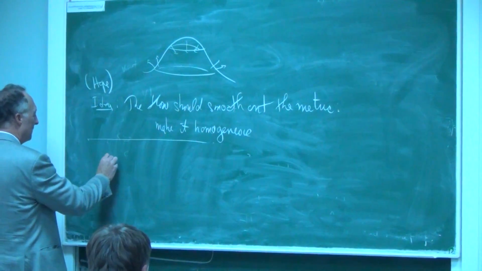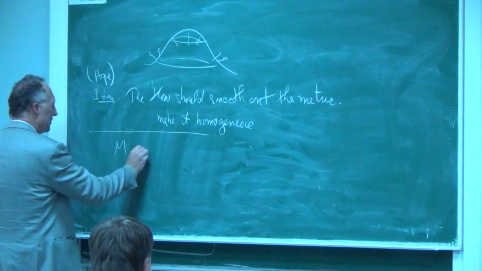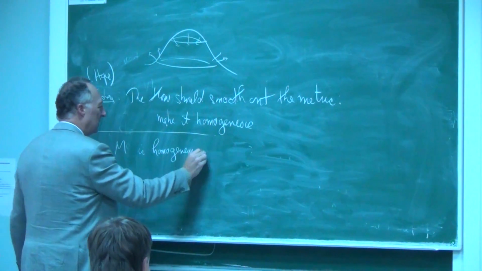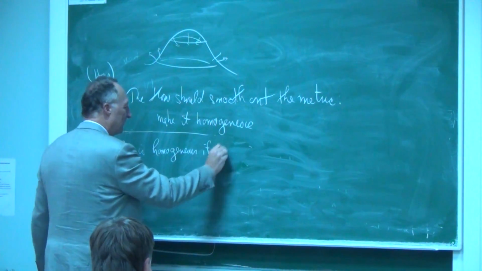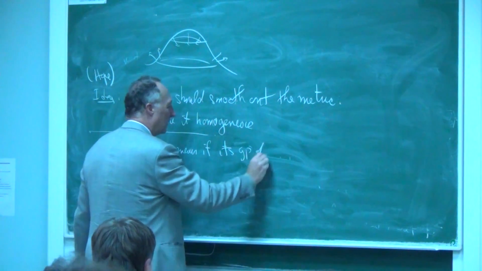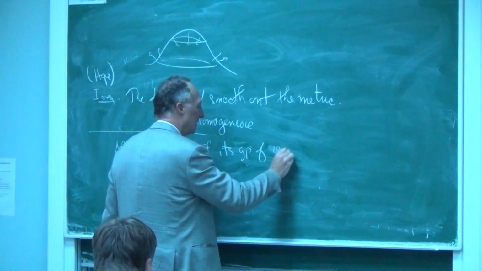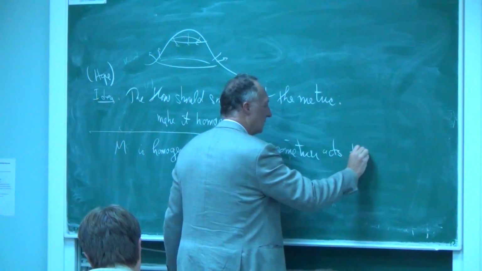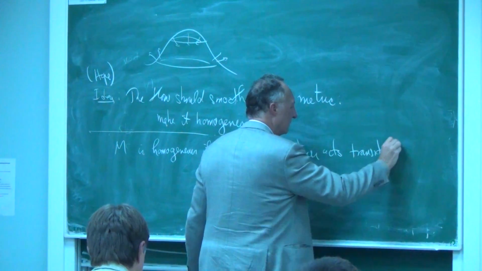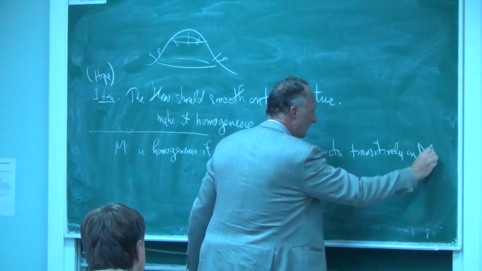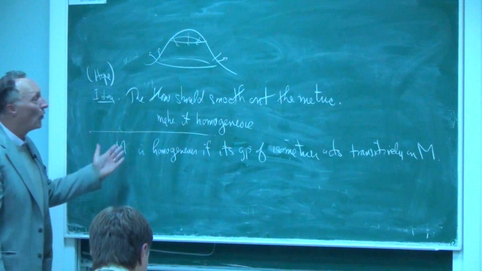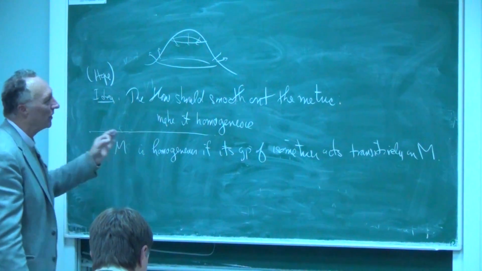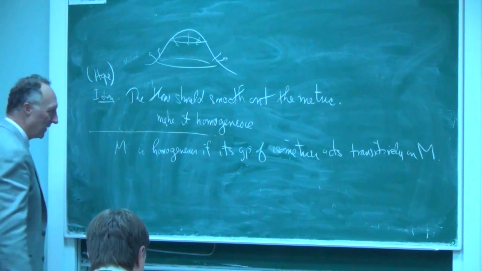So we say a manifold M, a Riemannian manifold, is homogeneous if its group of isometries acts transitively on the manifold. Okay? So all points look the same Riemannianly. You can't tell where you are on the manifold by making measurements.